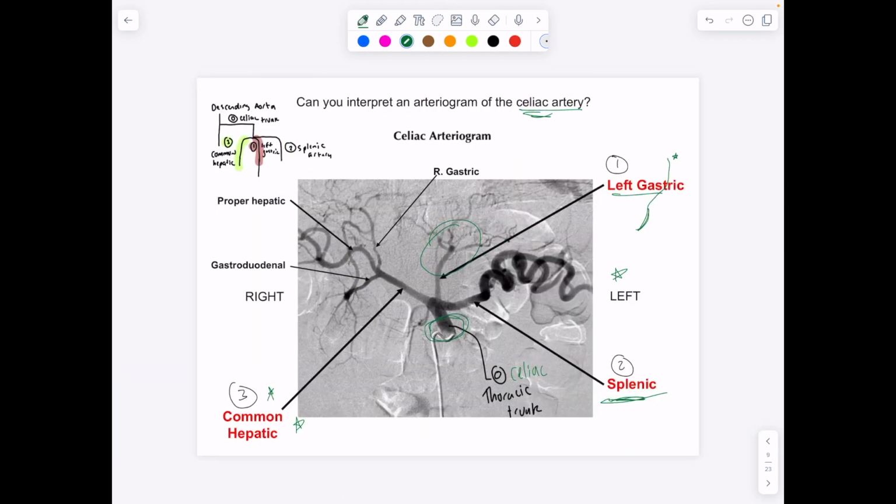And then we have the common hepatic, which must be on the other side. And then we know the common hepatic is going to give rise to the proper hepatic. And then that's going to give rise to our left and right hepatic. And then we have a branch off that is the gastroduodenal. And then the right gastric, which we know is going to eventually anastomose with our left gastric right here. And you can see that they are, in fact, kind of close to each other.